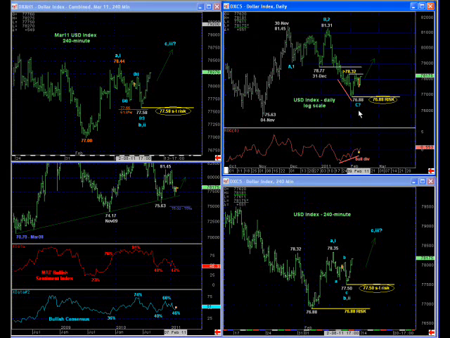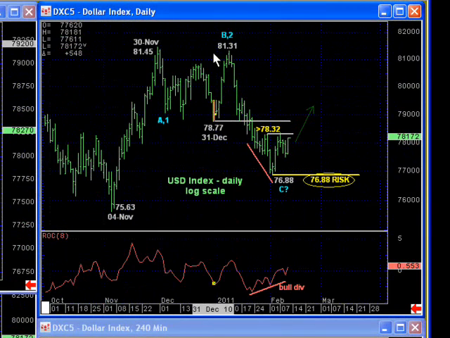Good morning. This is Dave Toth with an RJO MRT technical webcast update on the US dollar index, the euro currency, the dollar yen, and the gold markets for Thursday, February 10th. Starting off here with a daily log scale chart of the US dollar cash index.